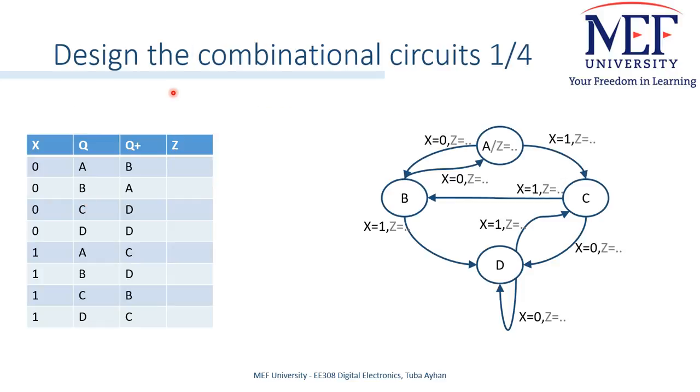To design the combinational circuits, we need the truth tables. Here we know the states, we know the next states from the bubble diagram, and we know the transitions for given inputs. For example, when the state is A, if X is 0, next state will be B. Similarly, when the state is A and input is 1, next state will be C. So we can fill in the table for the current states and next states. We can fill the table for the output as well.